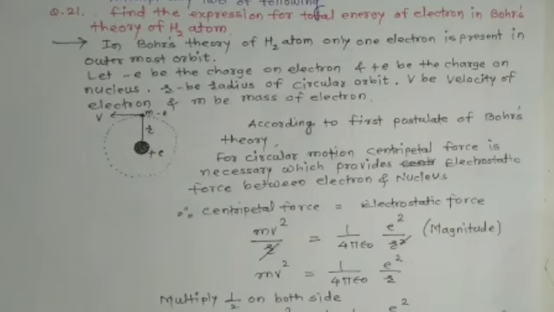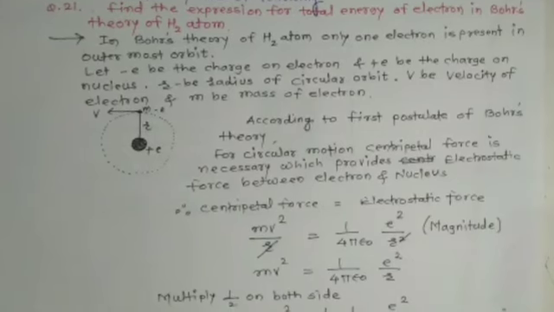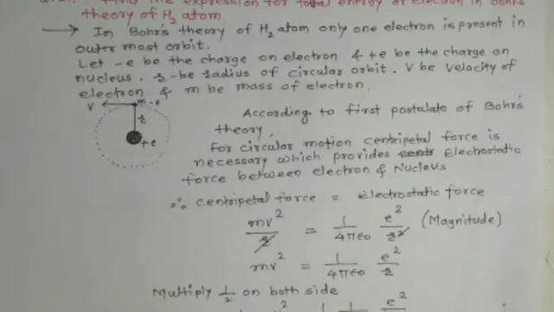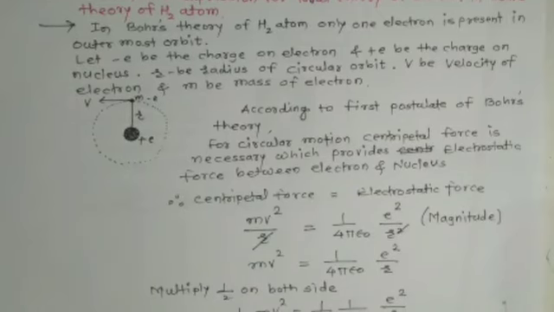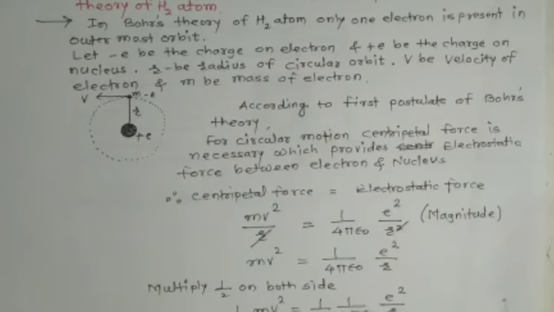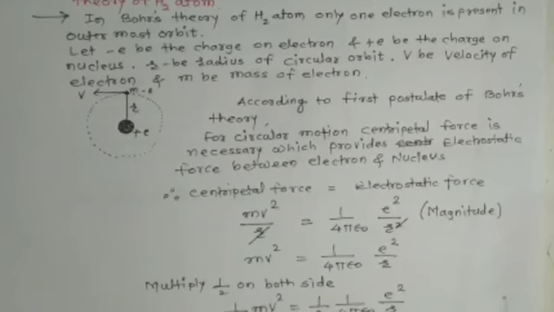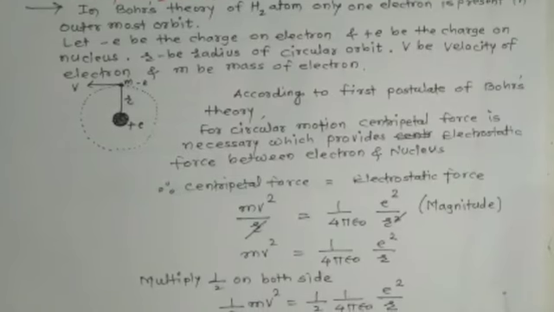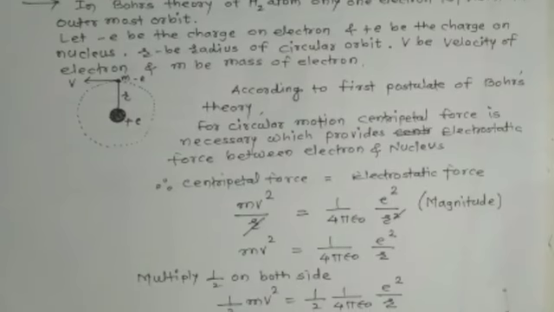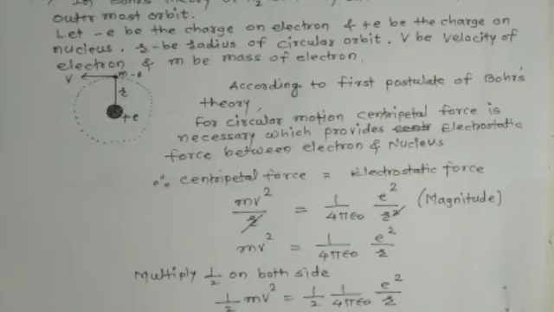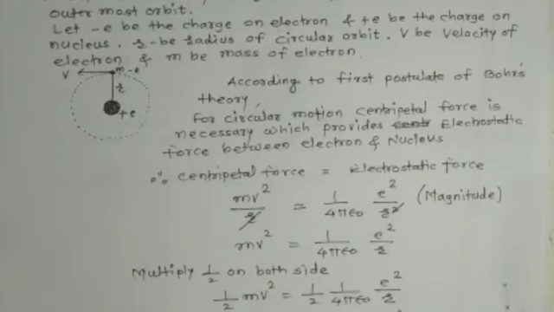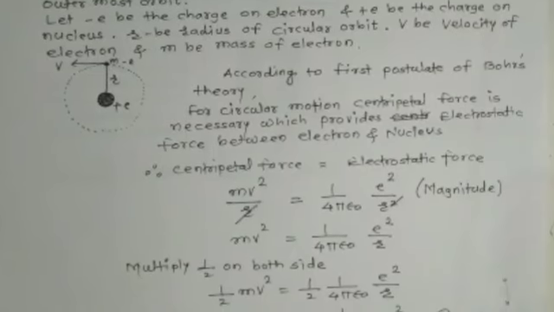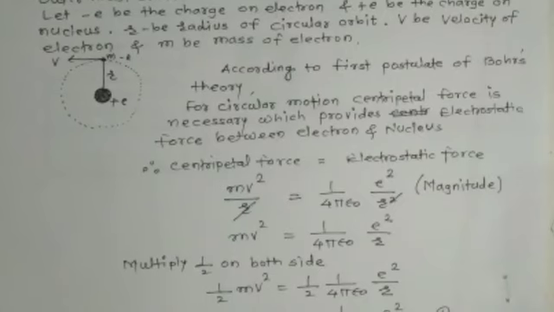Answer will be, first, in Bohr's theory of hydrogen atom, only one electron is present in the outermost orbit. Let minus e be the charge on electron, plus e be the charge on nucleus, small r be the radius of circular orbit, v be the velocity of electron, and small m is the mass of electron. According to the first postulate of Bohr's theory, for circular motion, centripetal force is necessary, which is provided by the electrostatic force between nucleus and electron.